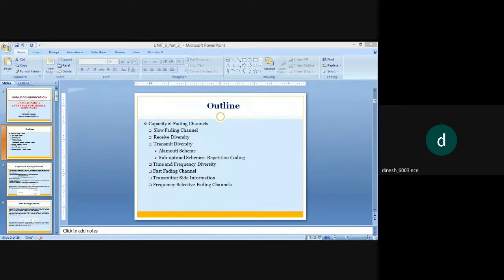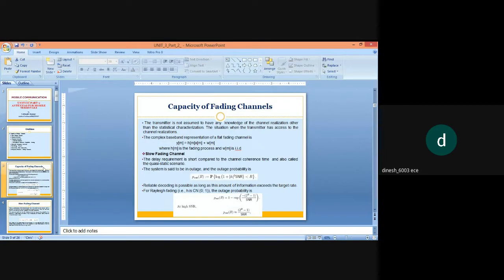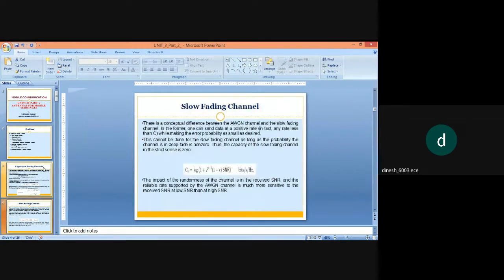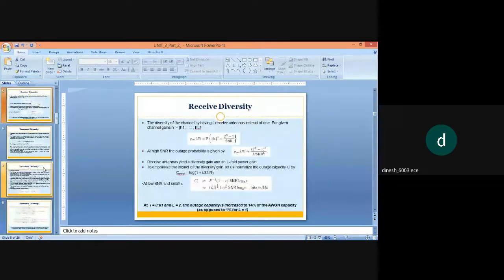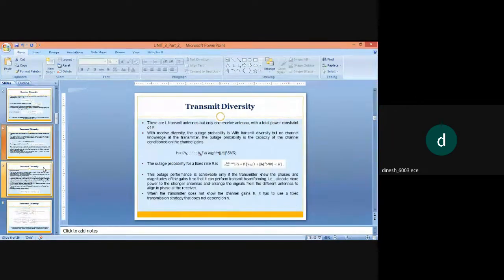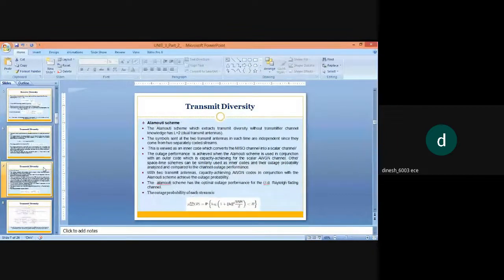So in today's session, we are going to see the transmitter side information and the water filling mechanism of the frequency selective fading channels. So let us see the transmitter side information first. Let's see the equations with respect to high signal to noise ratio region and the low signal to noise ratio region.